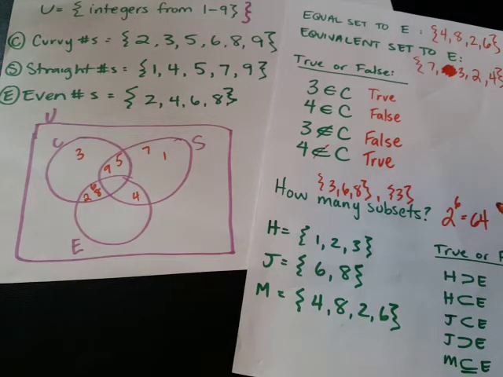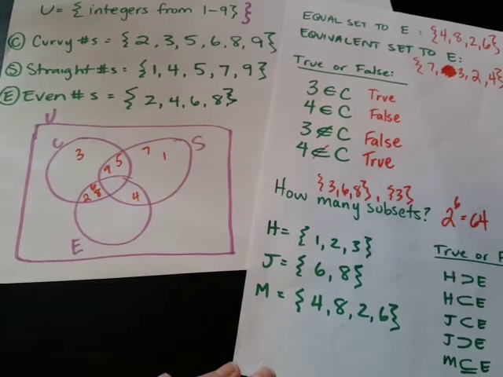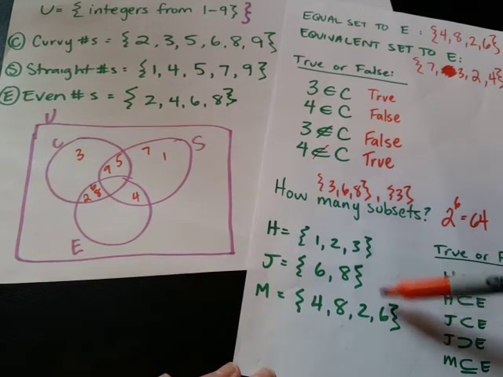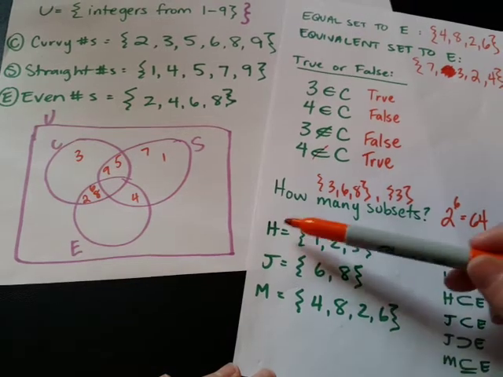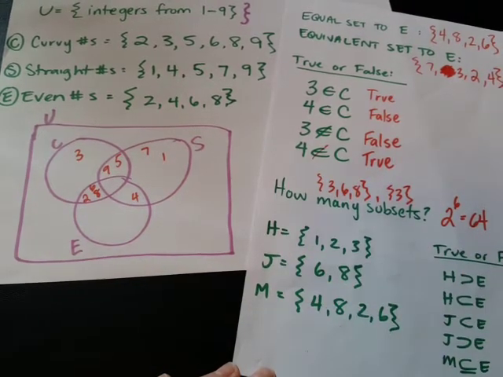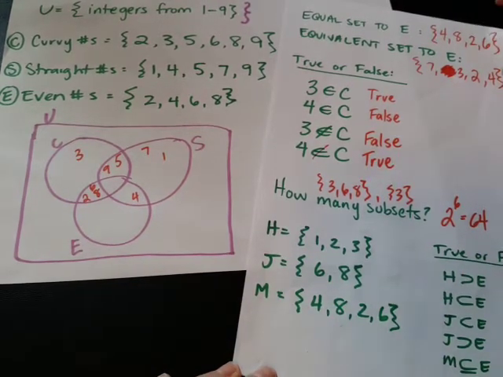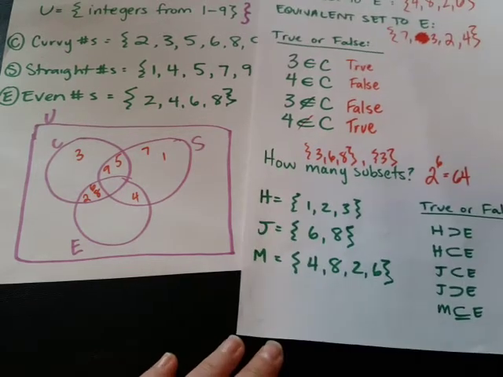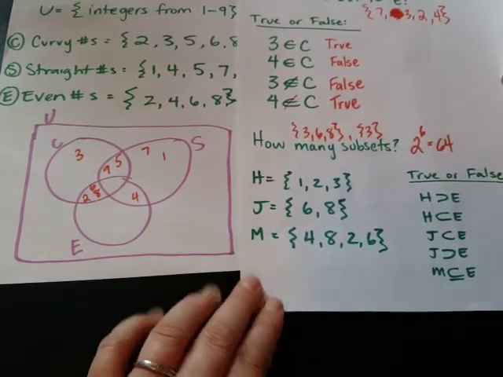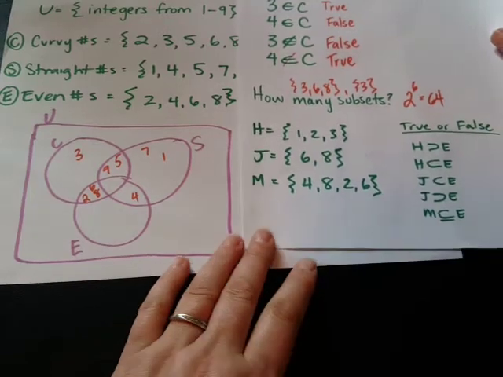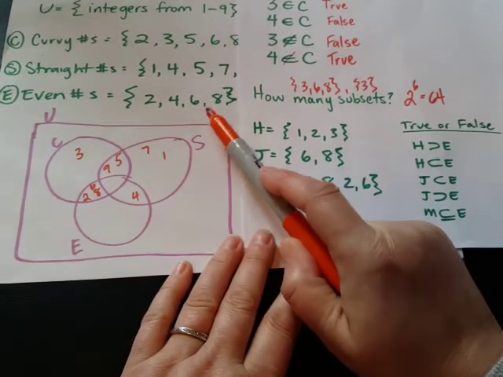Again, please take a look through the notes. There's so many possibly better examples than these, but this is just meant to support the notes. So here I've created 3 additional sets, a set H, J, and M. And I'm asking the question with relation to E.